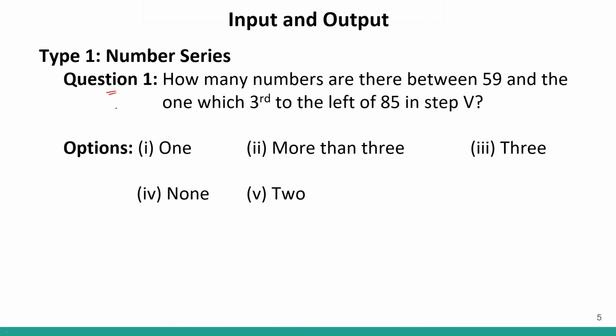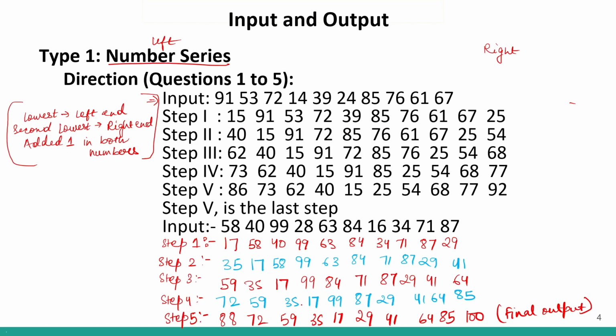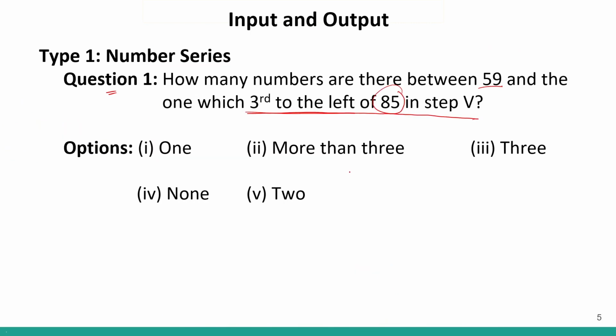Question number 1 asks, how many numbers are there between 59 and the one which is third from the left of 85 in step 5? Okay, so the first thing we need to find out is third to the left of 85 in step 5. So in step 5, I am going back to the arrangement. In step 5, I can see 85 to be here. Correct? And we have to find out third to the left. So third to the left will be 1, 2 and 3. We have 29. So third to the left of 85 is 29.